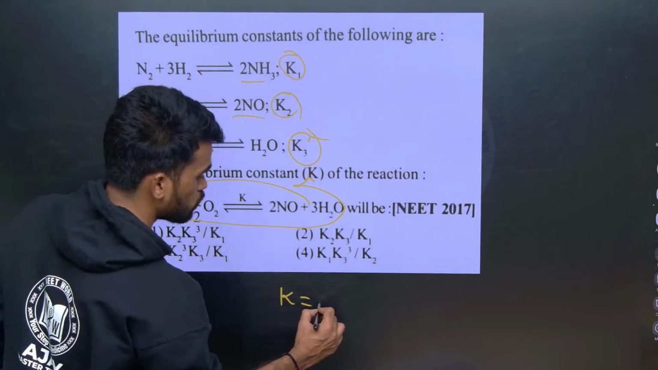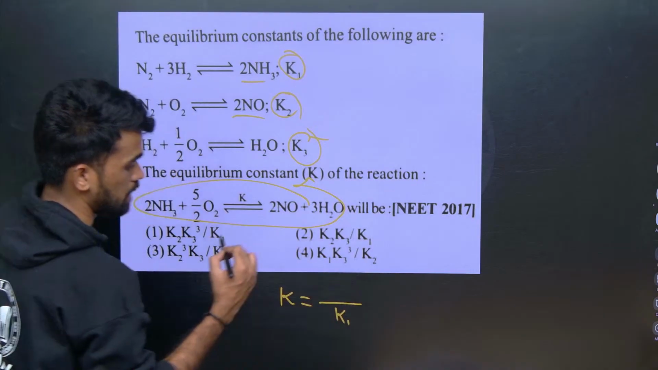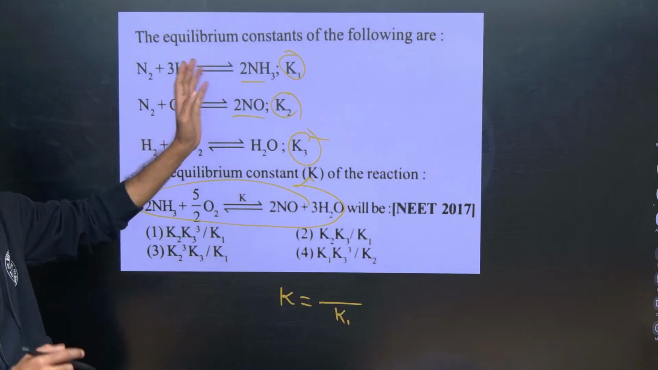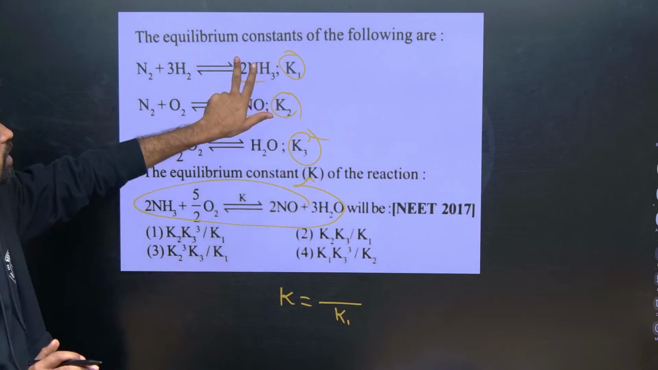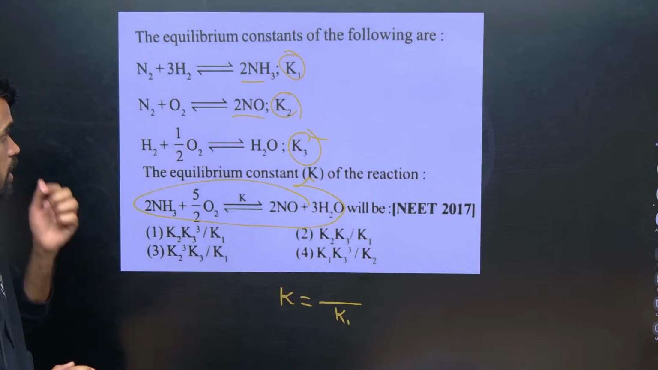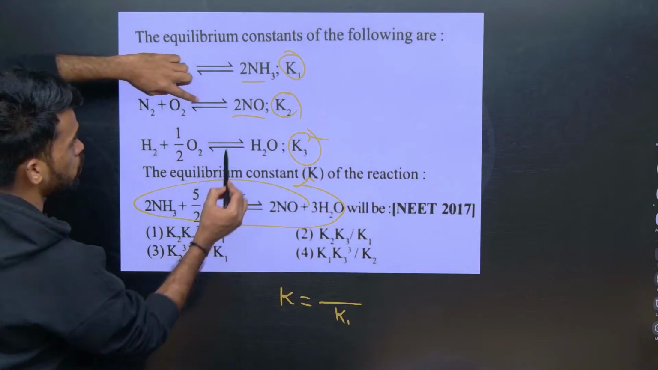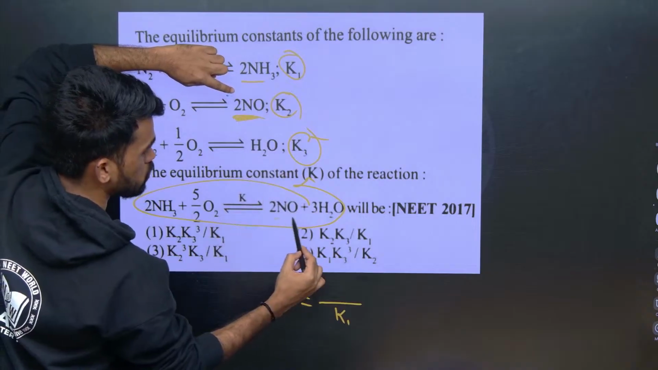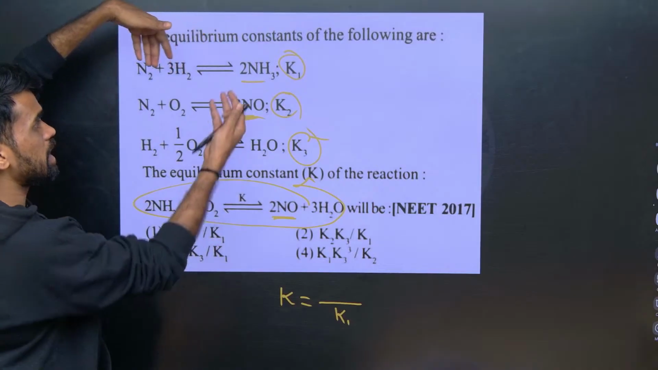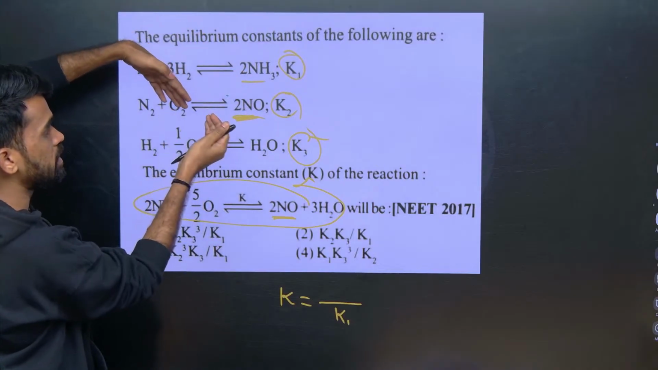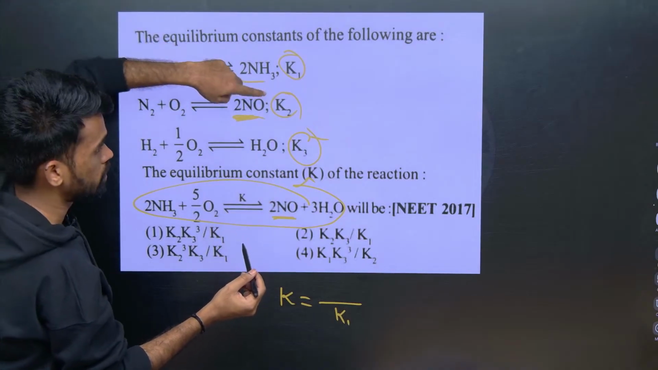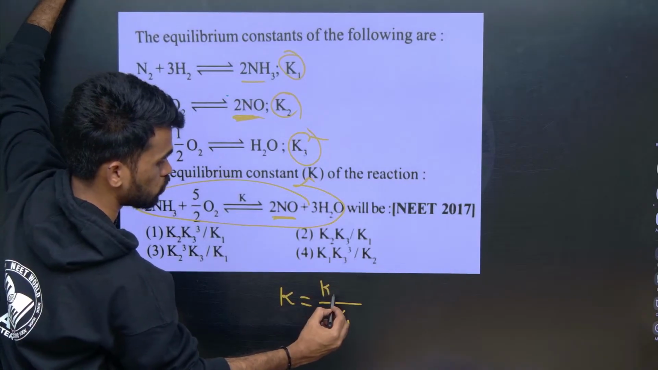It means K should be written as something by K1. I am writing like this because here 2NH3 is there, here also 2NH3 is there, so they just reversed this, right? K1 in the denominator, because whenever we reverse, the equilibrium constant becomes inversed. Next, the product 2NO is there, here also 2NO is there on the product side. It means this reaction is reversed and added with this. So 2NO is in the normal form, whatever they have here, so I can write K2 into.